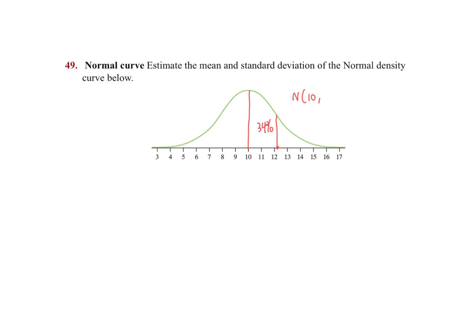Yeah, so this point is 12.2, but this distance would be the standard deviation. So I would say about 2.2, something like that. That's the mean, and that's the standard deviation. All right, so something like that. I think everyone should get the mean is 10, maybe exactly 10, and the standard deviation somewhere around 2.